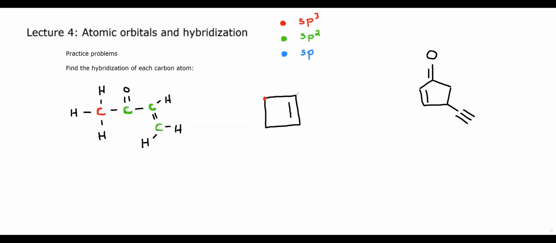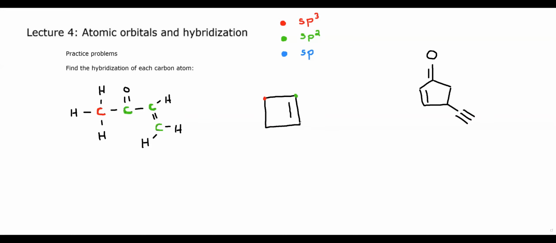Let's look to the right, the top right. Let's draw in how many implicit hydrogens we have. We have 1, 2, 3 bonds, which means it has 1 implicit hydrogen. We have a double bond down, and then 2 single bonds. So this is going to be sp2 hybridized.